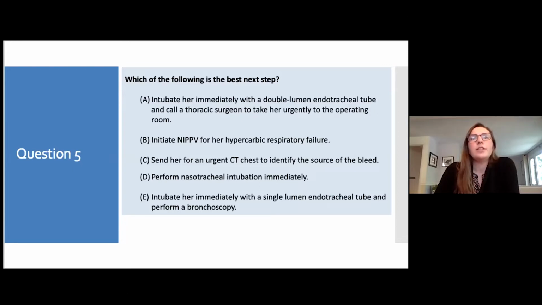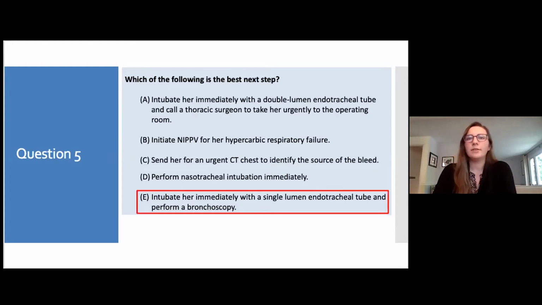B, initiate non-invasive positive pressure ventilation for her hypercarbic respiratory failure? C, send her for an urgent CT chest to identify the source of the bleed? D, perform nasotracheal intubation immediately? Or E, intubate her immediately with a single lumen endotracheal tube and perform a bronchoscopy? Pause for a moment. And the answer is E.